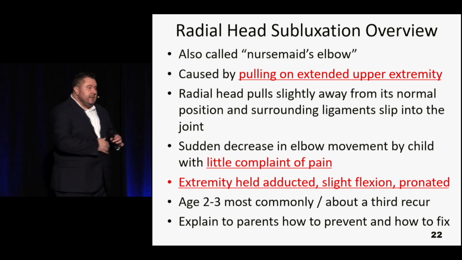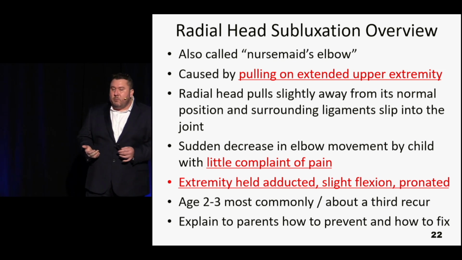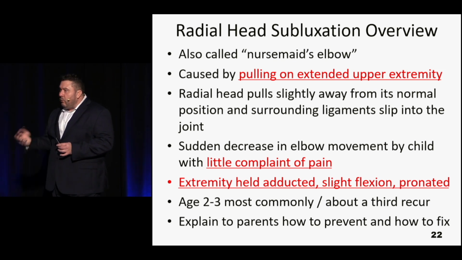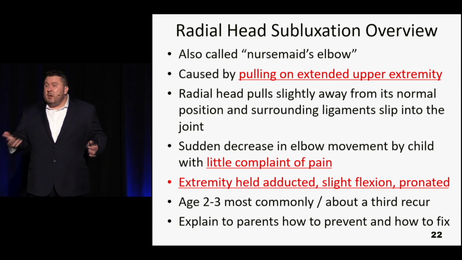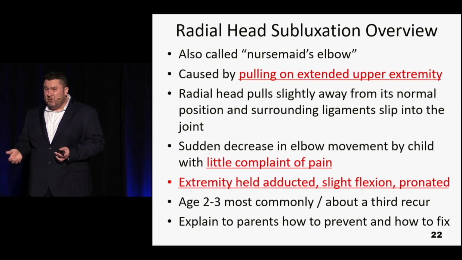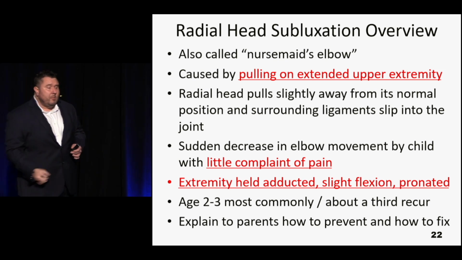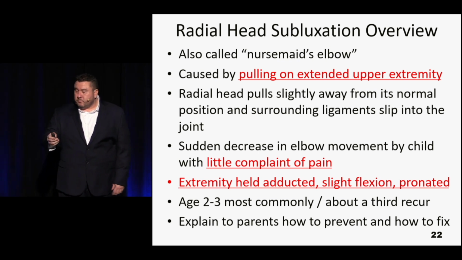Classic presentation is the kid comes in, they're neglecting that arm, they're not using it, they have pain with movement, pain with any type of range of motion with it. Treatment is usually very simple, usually does not require any imaging unless I'm worried about something else. So try to get a good history. Did something grab that kid by the arm? Did someone grab it? Or did they actually have blunt trauma and fall on it?